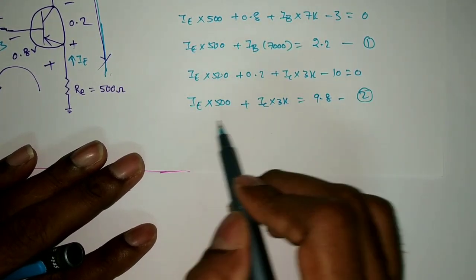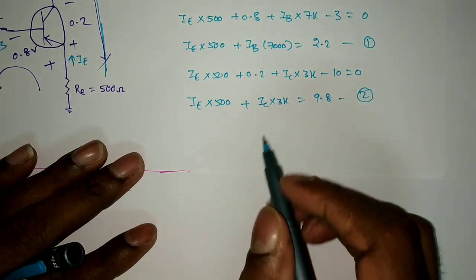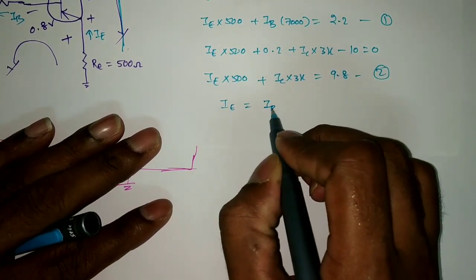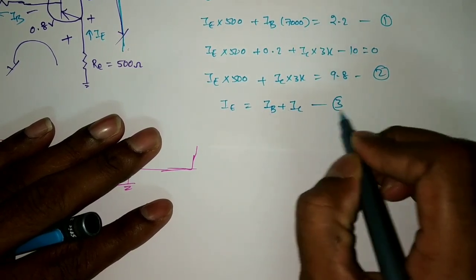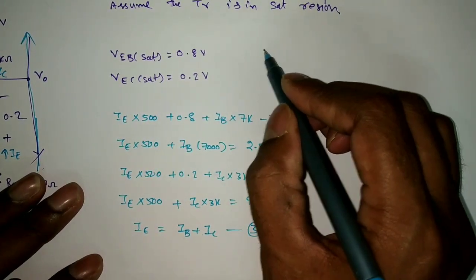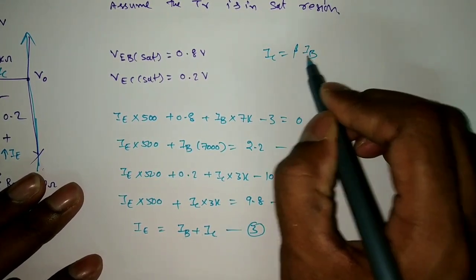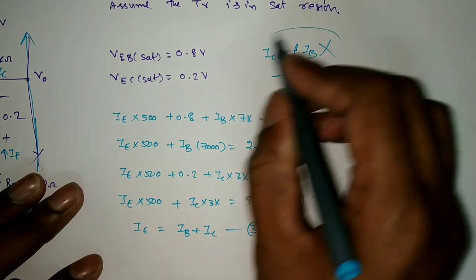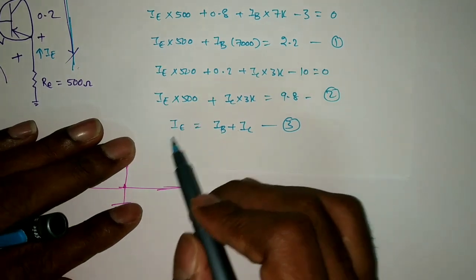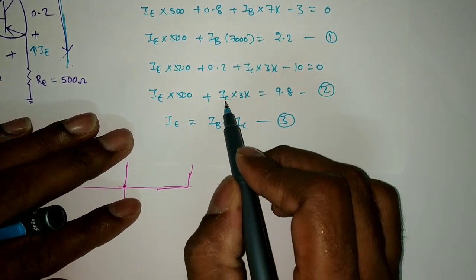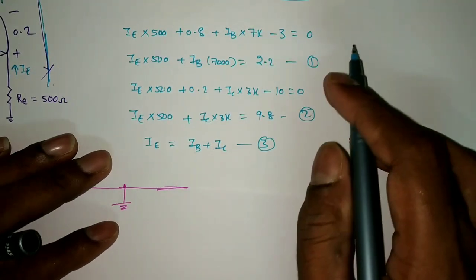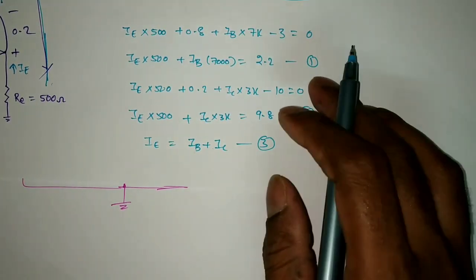See, IE, IB and IC are 3 unknowns, with 2 equations, not possible. What is another equation? We know IE is equal to IB plus IC. This is equation 3. Here you may get confused. Can't we use IC is equal to beta times IB? No, this is not possible, right? So we have to use this as the third equation. If I substitute IC as IE minus IB, then we'll get two unknowns and two equations, then we can solve it.